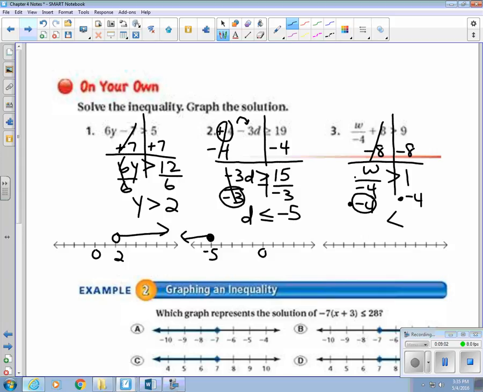Divide by negative 4, multiply by negative 4 cancels out, and I get w is less than 1 times negative 4, which is negative 4. So to graph this, I need to put a 0 and a negative 4 on my number line. And w can be less than negative 4, but it can't be equal, so I'm going to have an open circle, and less than means to the left.